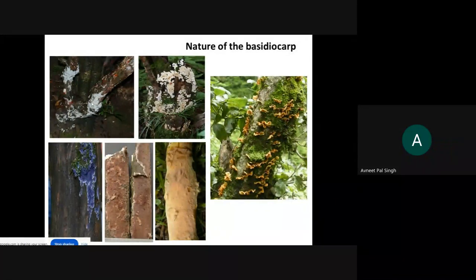See here, on your left, there are these five pictures which give you a glimpse that there is a formation of sheet. A sheet-like structure is produced on the woody substrate. This we refer to as resupinate fructifications. Here, you can see that there is some angle at which the fructification is projected. We call it pileate. So from resupinate to pileate, this is the first feature that we need to look upon when we are observing or working on this group of fungi.